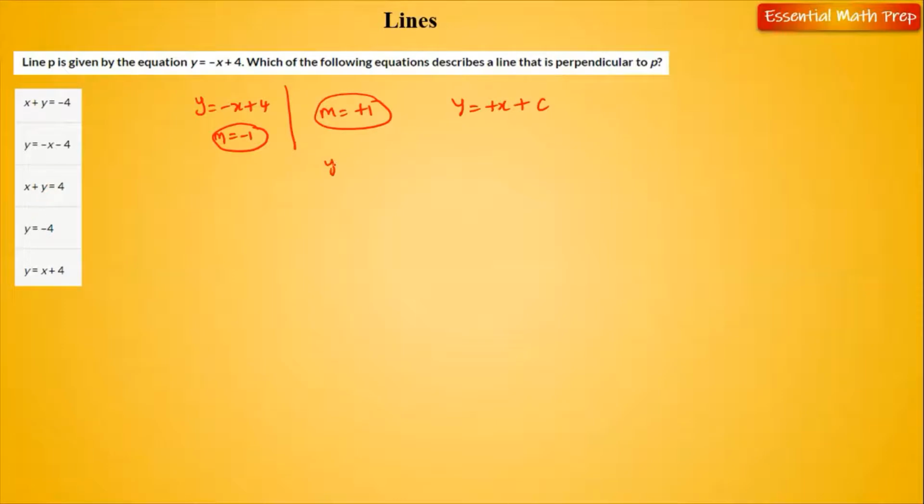So y equals negative x minus negative 4 for the first choice. So that's out of the question. This is already the same as the top one, so that's incorrect as well. Y equals, again, negative x plus 4. That's incorrect as well. Y equals negative 4. Well, do we know for sure x is 0? We don't know that for sure. So that's out of the question. So y equals x plus 4 is the answer because the slope is plus 1.